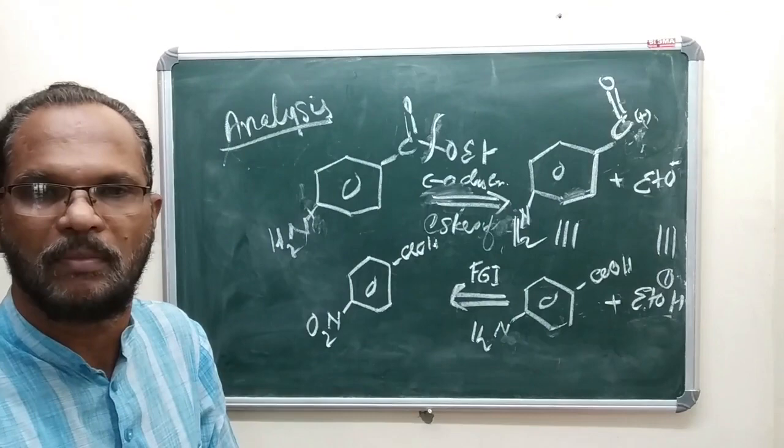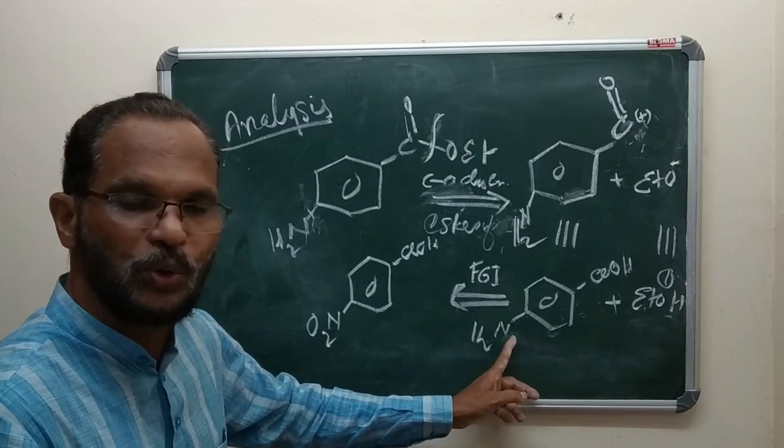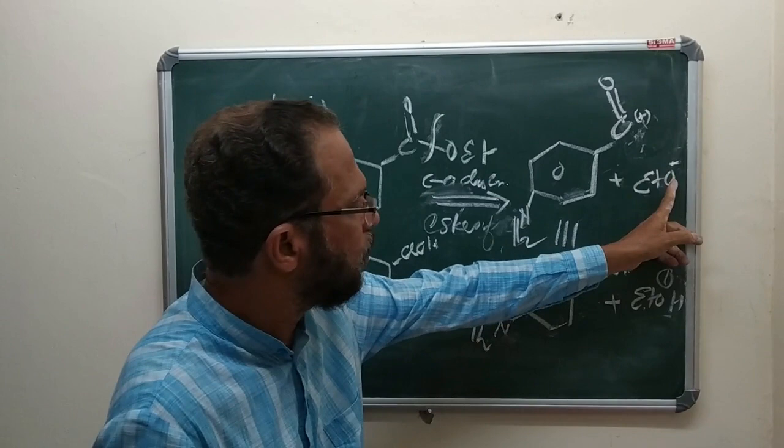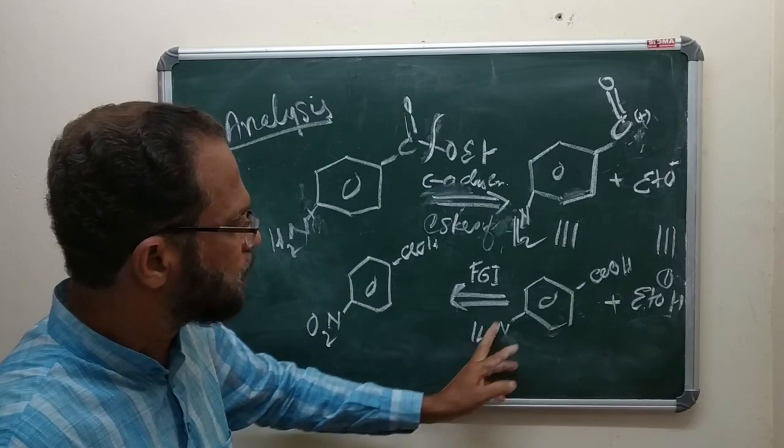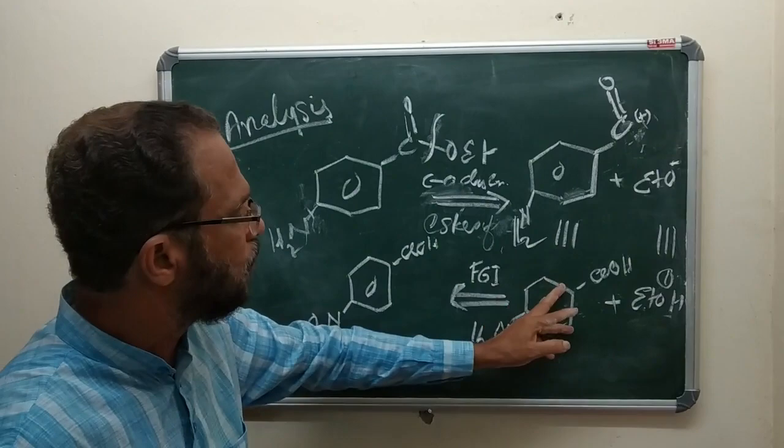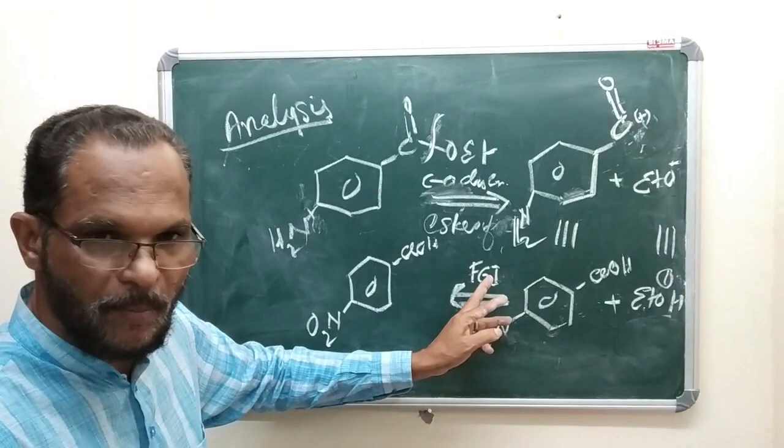Nitro group. A common reduction of nitro group will give amino group. So first is a CO disconnection, you will get one component, and the second is another component, para amino benzoic acid, which is not a simple one. Hence we are continuing the process of disconnection, and here instead of disconnection we apply the strategy called functional group interconversion.